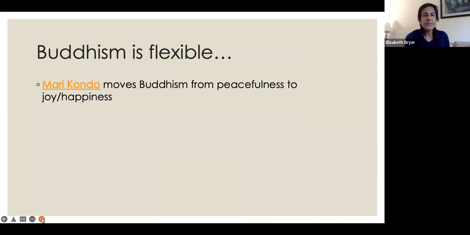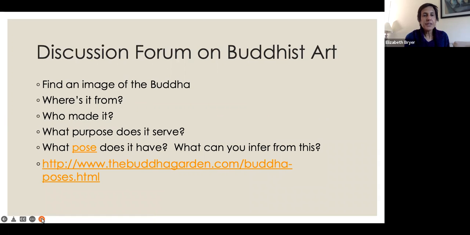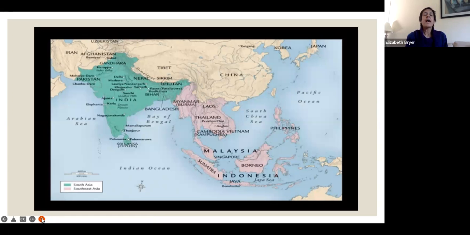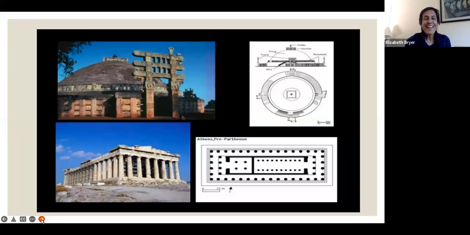We already talked about Buddhism being flexible, and we talked about the discussion forum. I'm going to probably refer back to this slide a little later, but just so you can picture it in your mind, Buddhism started in India, but it spread to Afghanistan, Tibet, Thailand, Burma, Indonesia, Malaysia. So it spread very widely, and we're going to talk about how that happened today.